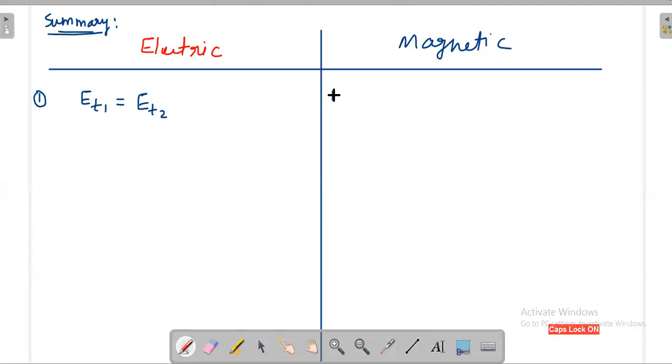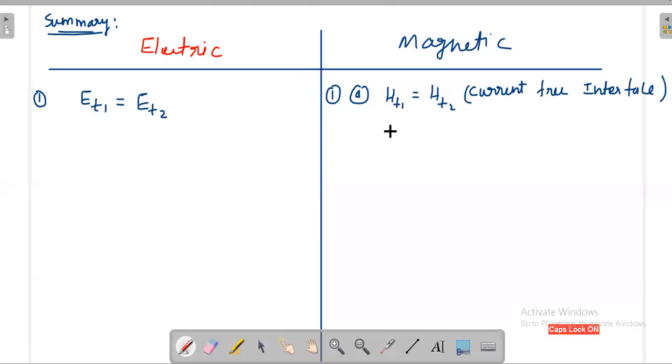Whereas in case of magnetic field, HT1, just now we have seen HT1 is equal to HT2 when there is no surface current. Okay, this is true whenever you are having a current free interface. But once you have a surface current, then the answer is like this: H1T minus H2T, cross AN cap, is equal to K. Just now we have seen.